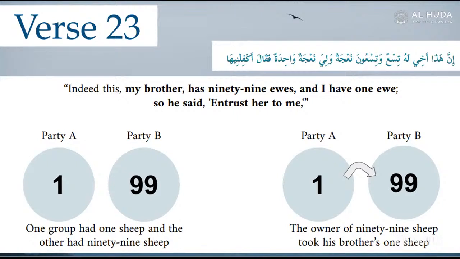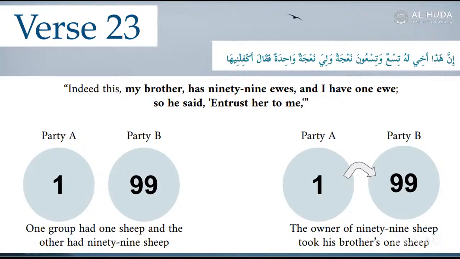فَقَالَ أَكْفِلْنِيهَا. So he said, meaning the akhi, the owner of 99 female sheep, he said, entrust her, this one she-camel that you have, to me. أَكْفِلْنِيهَا. Ha referring to the na'jah, the one female sheep. Give me that one sheep that you have, make it part of my flock. I'll become the owner of it. That's what he's saying. And akfilniha from kafala. Kafala means to be a guardian.